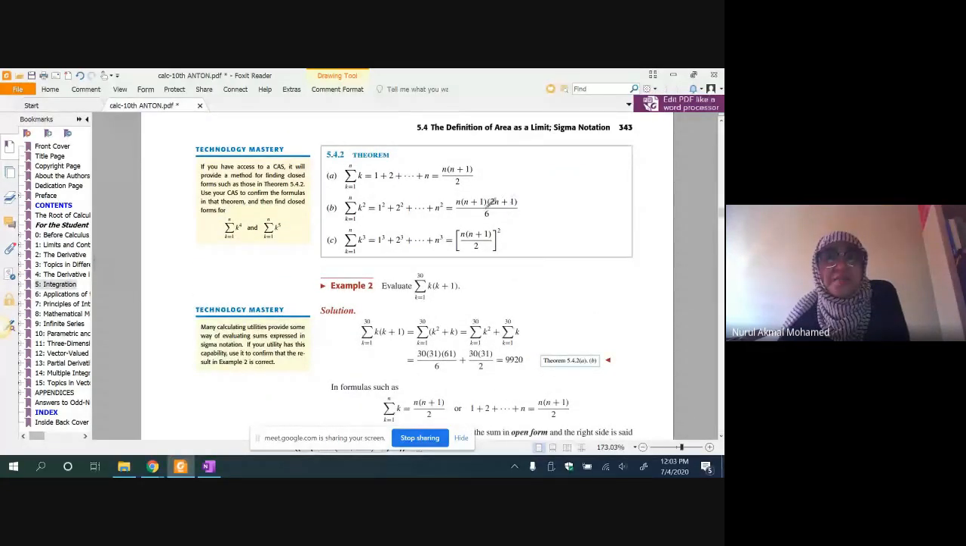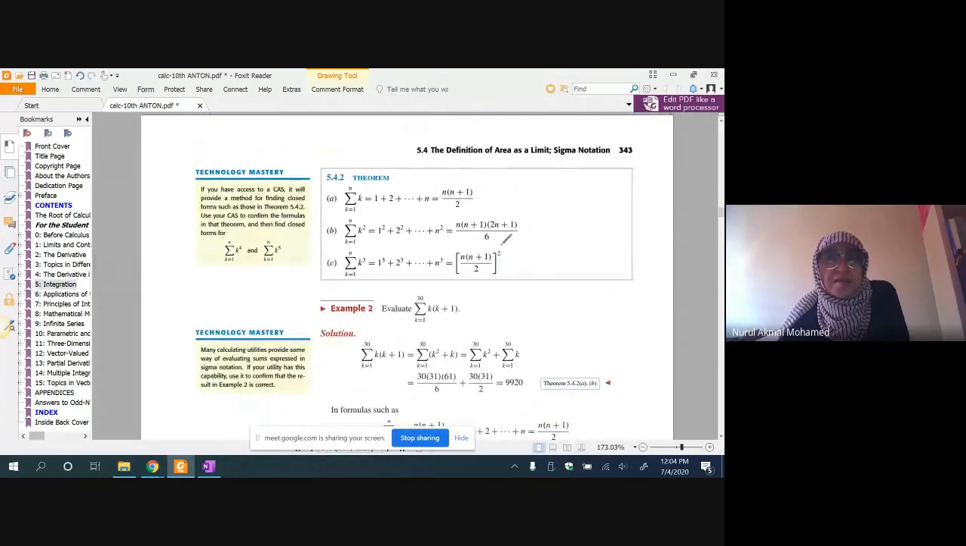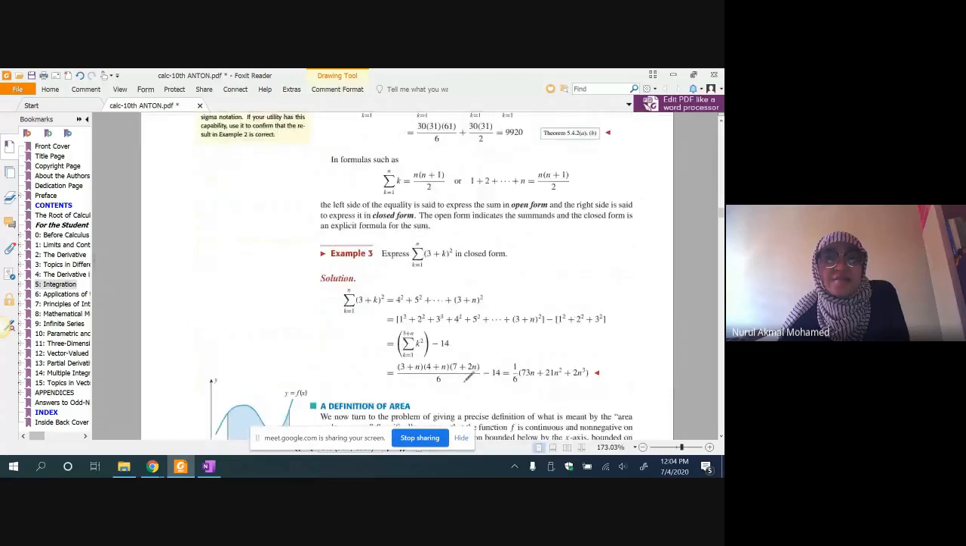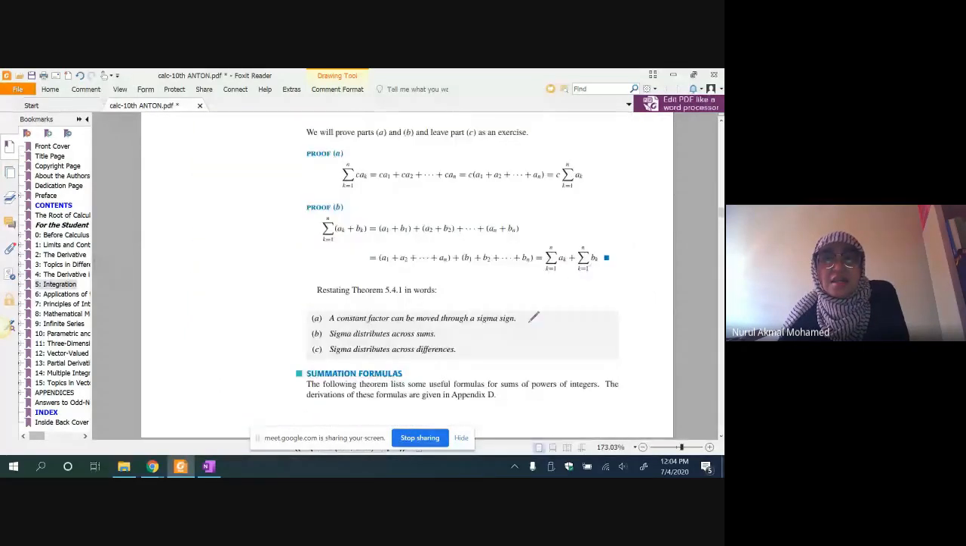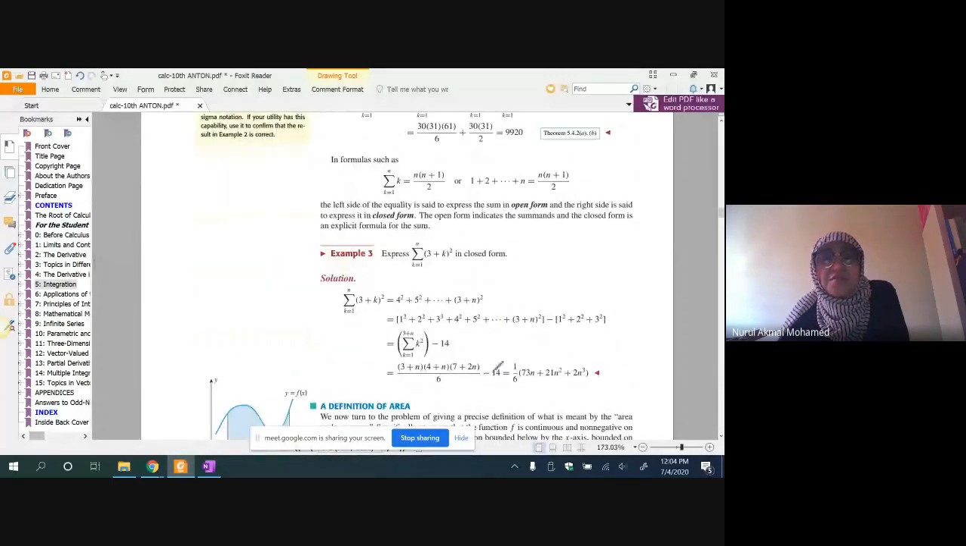2 multiplied with 3 plus n, which is 6 plus 2n. And then you plus 1, and you get 7 plus 2n. Then you divide with 6. So this is divided by 6. And then you subtract 14, which is this part here. So the answer will be this one.